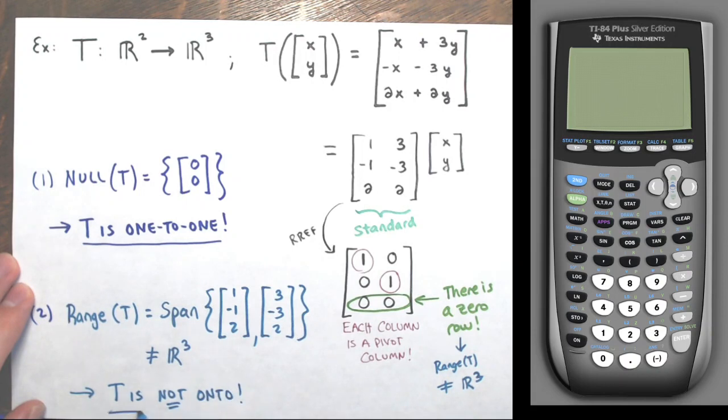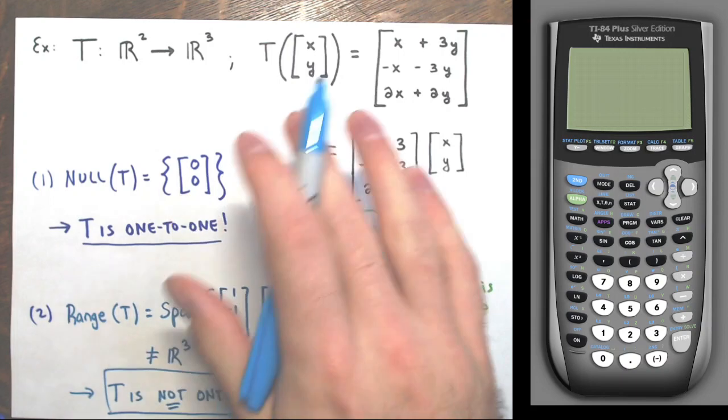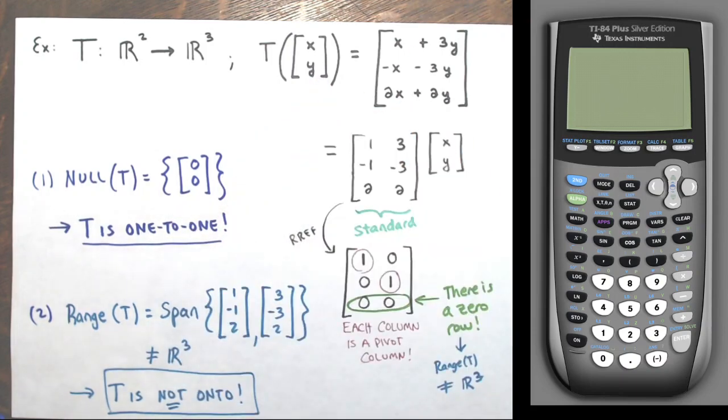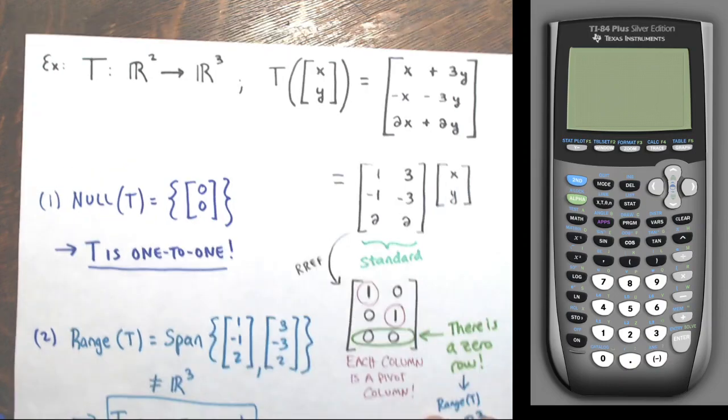Right? There are some vectors in R3 that would not get mapped to by this particular transformation. Okay, wonderful. All right, so far we've seen a transformation that's both 1 to 1 and onto, just onto but not 1 to 1, just 1 to 1 but not onto. Probably guess where my next one's going.